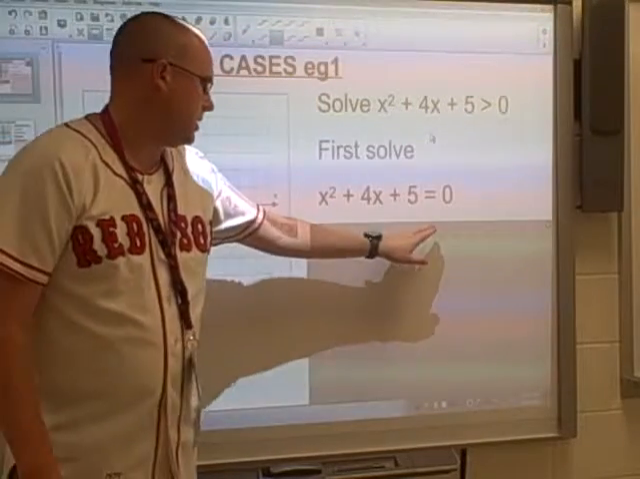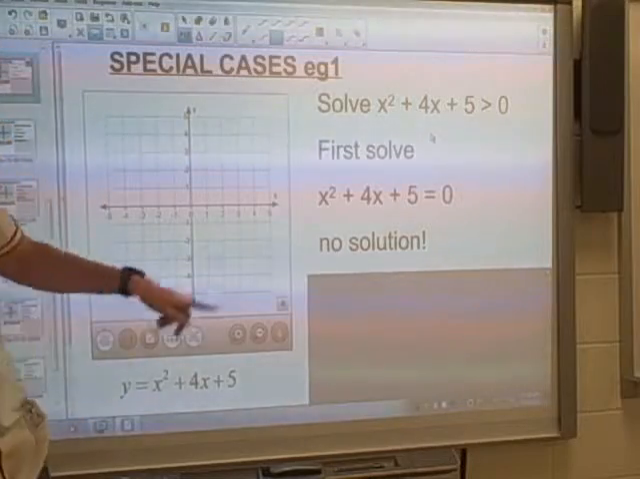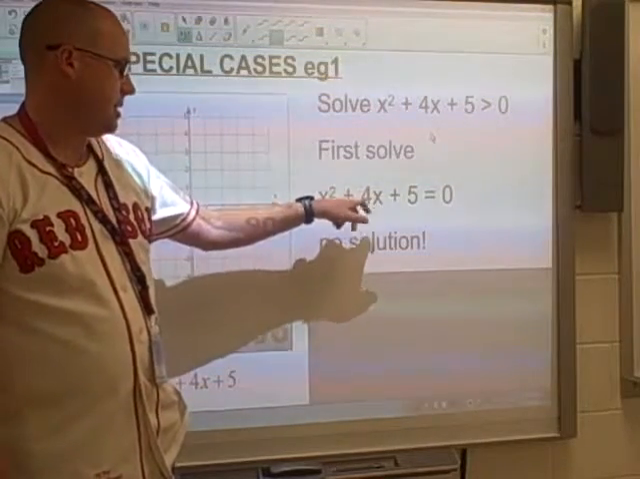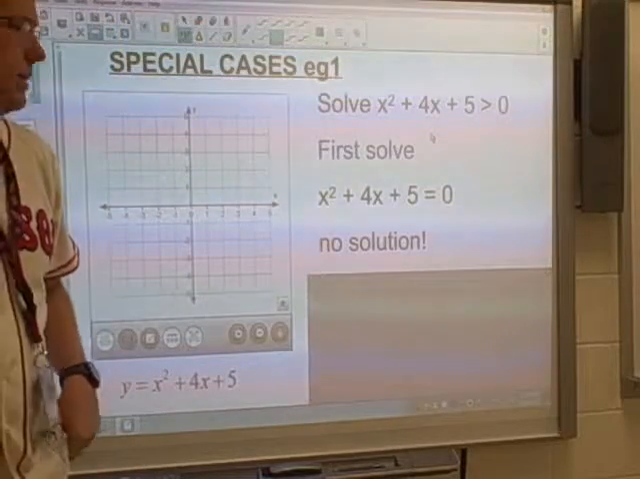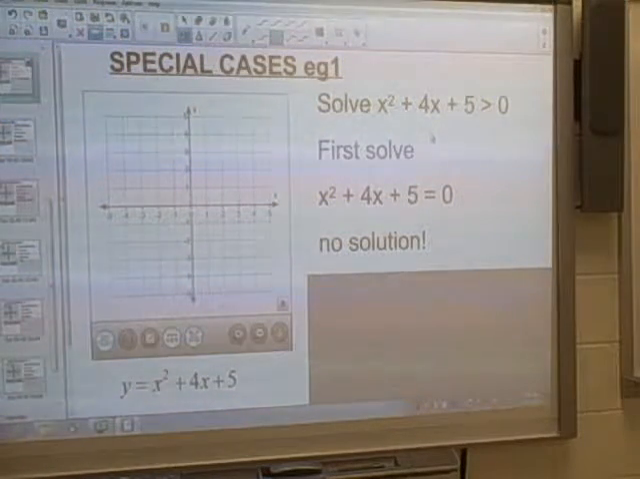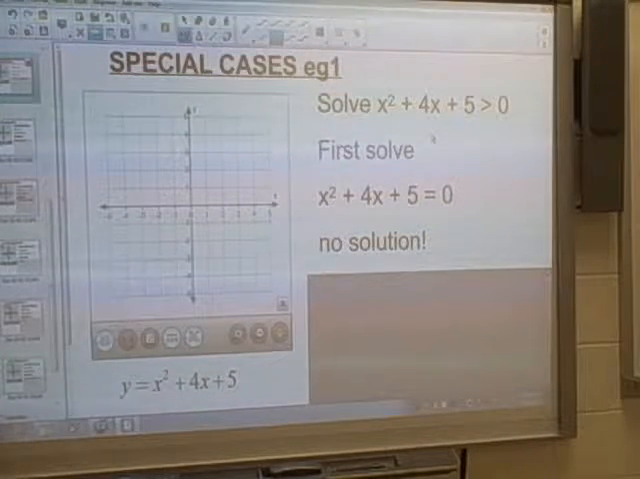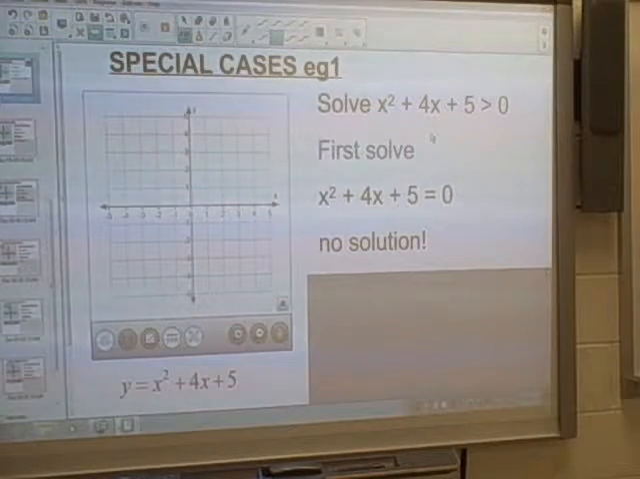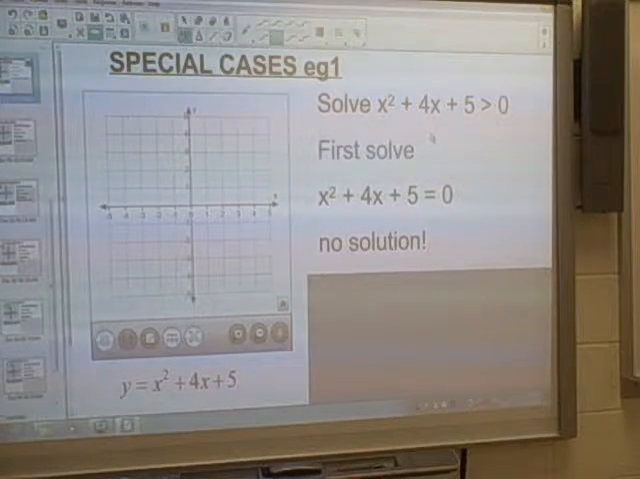So we're trying to solve this. Now, if you try and work out the discriminant, which is b squared minus 4ac, 16 minus 4 times 1 times 5, you get negative 4. So a negative discriminant means that there's no real solutions to this problem. So you can either use the quadratic formula for this or completing the square. But you'll end up with a negative square root, so no solution. So what that means is it never crosses the x-axis.